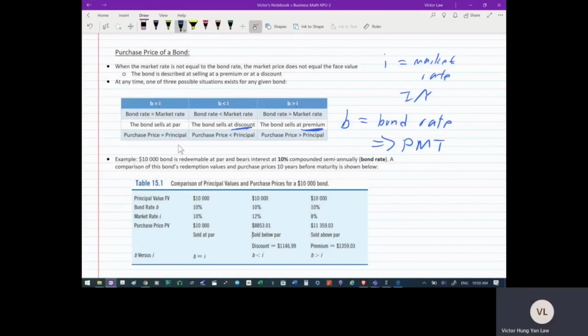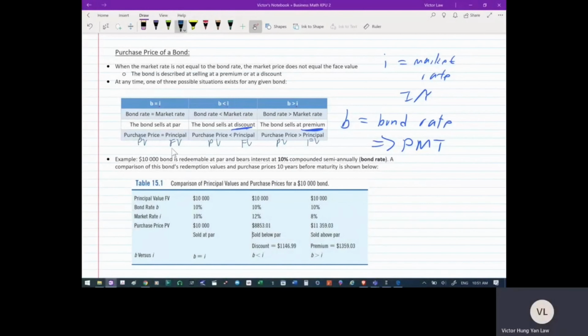When you're buying or selling a bond, you could be buying or selling it at par, at a discount, or at a premium. How you know which situation you're in is you compare your purchase price with your principal amount. Purchase price is your present value. Principal amount is your face value.